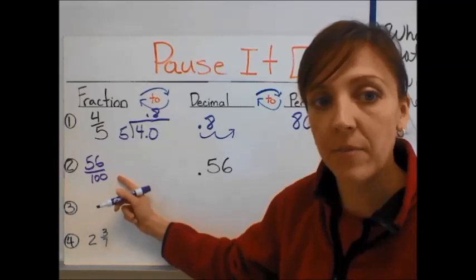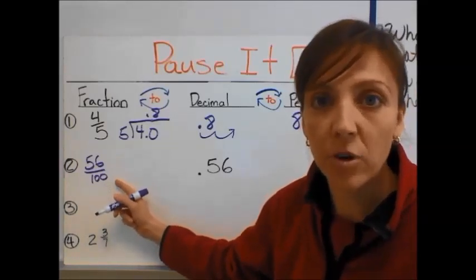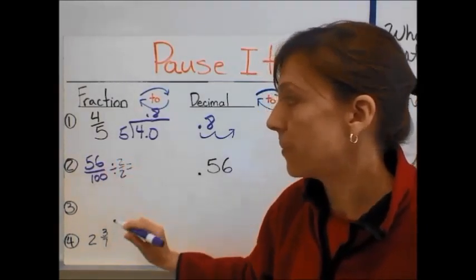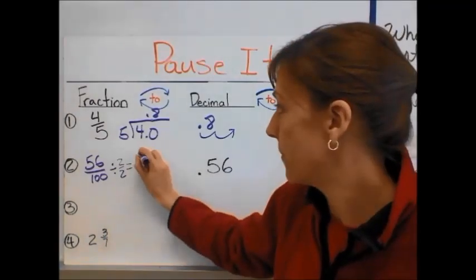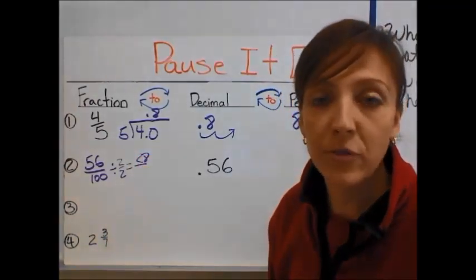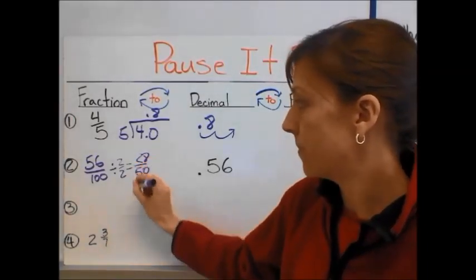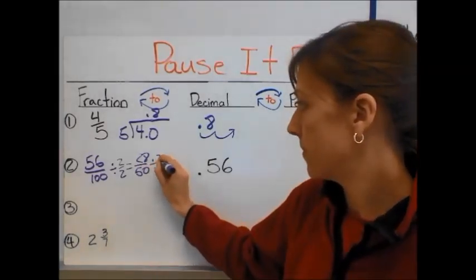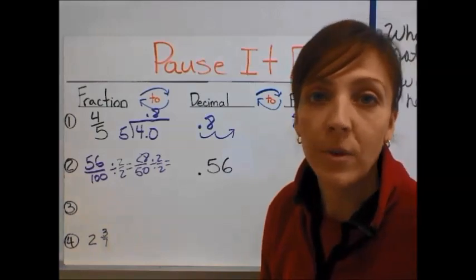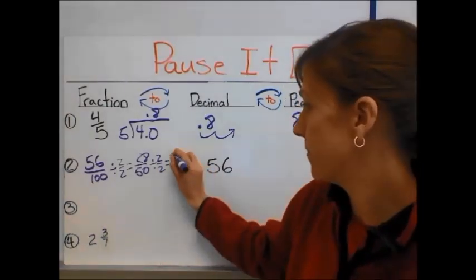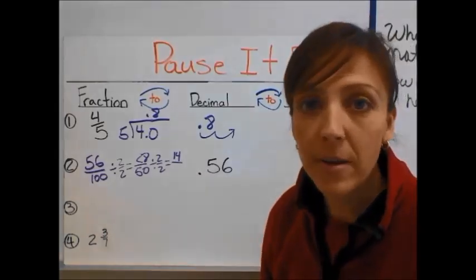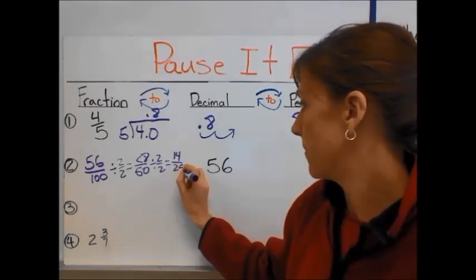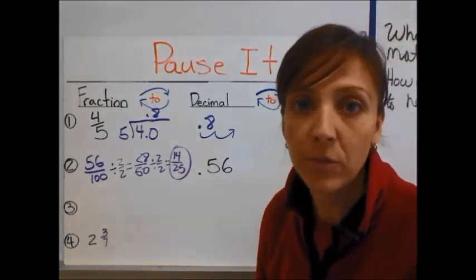Let's take this and simplify it. I can simplify this down a little bit more. I know that 56 and 100 are both even numbers and are both divisible by 2/2. 56 divided by 2 is 28, and 100 divided by 2 is 50. And again, they're both divisible by 2/2. 28 divided by 2 is 14, and 50 divided by 2 is 25. So we get 14/25.